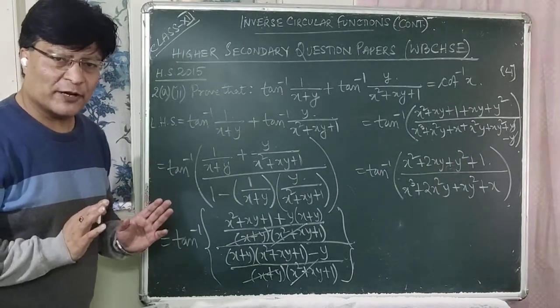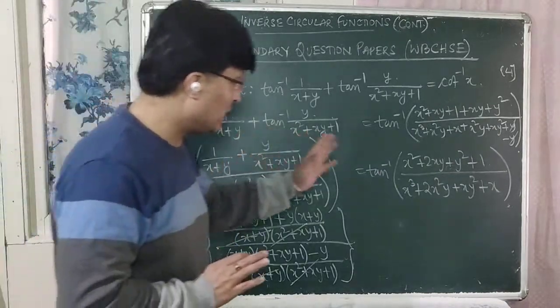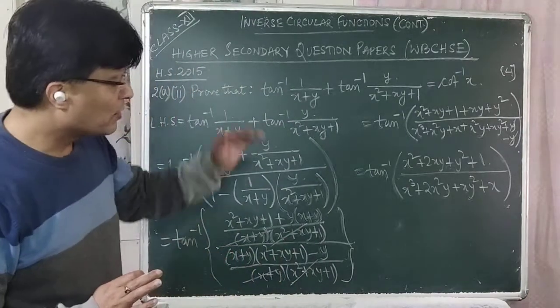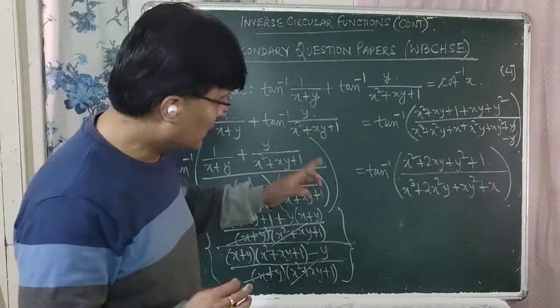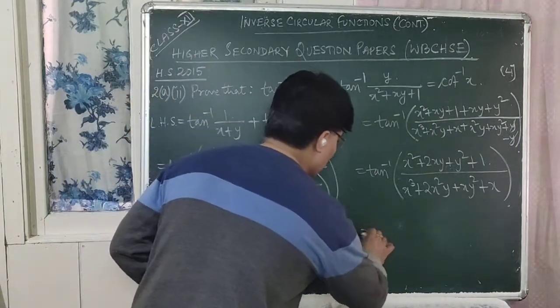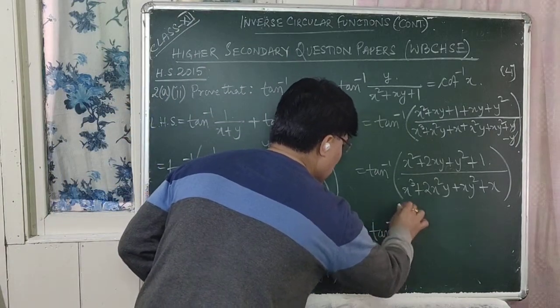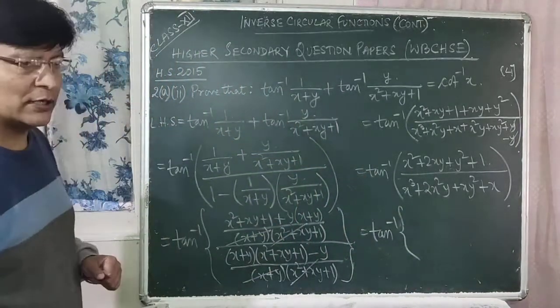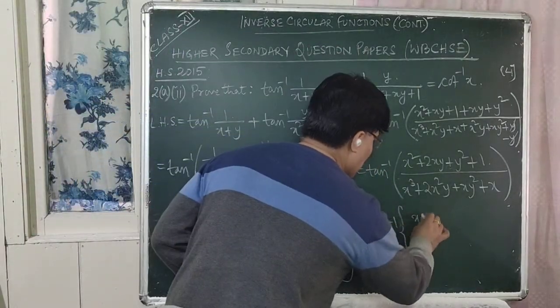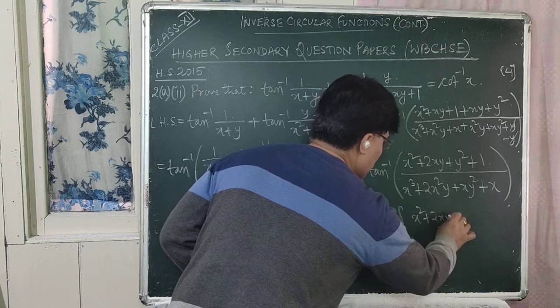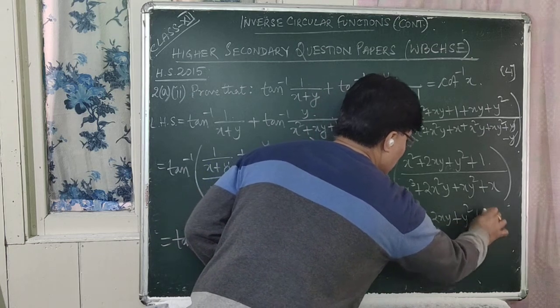So is the simplification clear now? So let's simplify once again. So in the denominator there is a common. What is that common? That x is common out there. So which is equal to tan inverse. So within second bracket, the numerator remains same, that is x square plus 2xy plus y square plus 1.